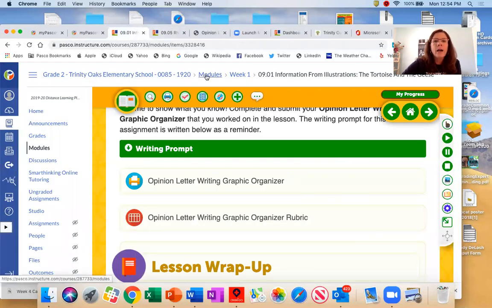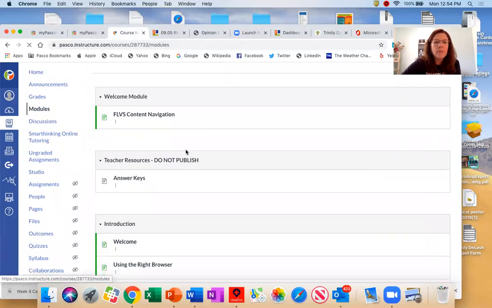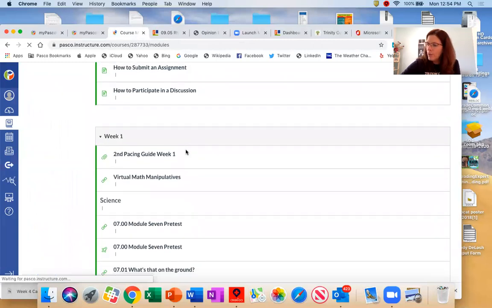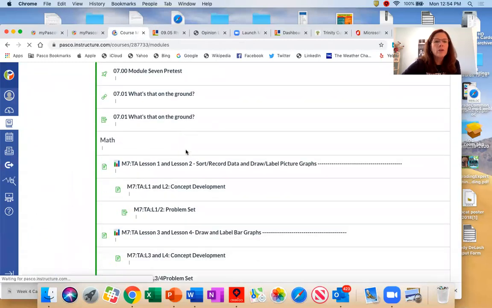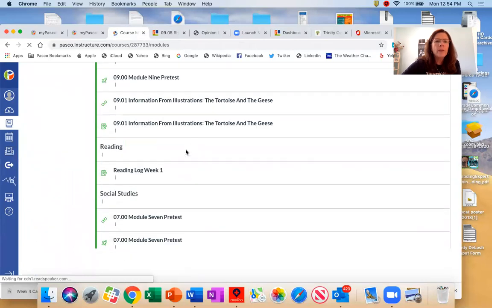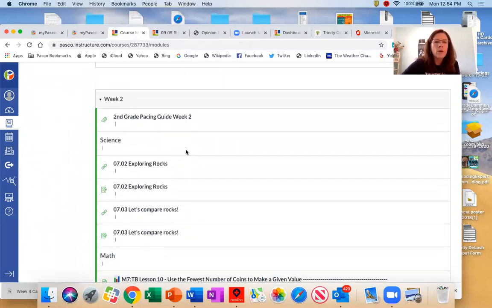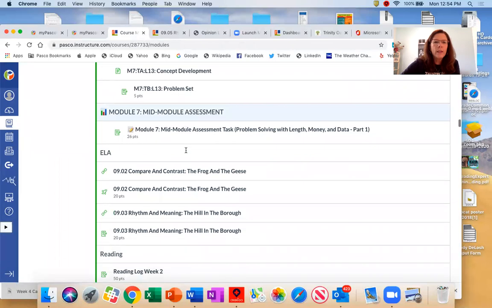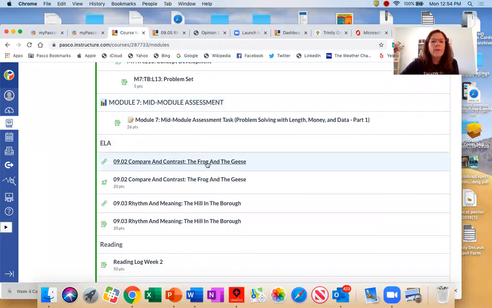Now, I'm going back to modules, so I clicked up here on the top of my thing, and I want to show you, I'm looking here, week 2. So back in week 2, now notice I have to scroll. Week 2, we had the frog and the geese. Notice this is a lesson. When you see the little spaceship, that was a quiz. Here's a lesson, the hill and the burrow, and then there's the writing piece.